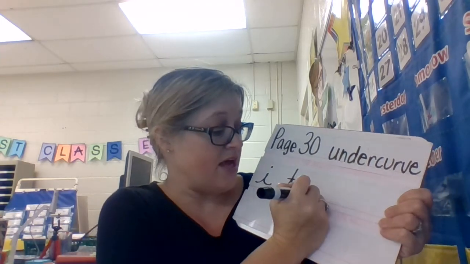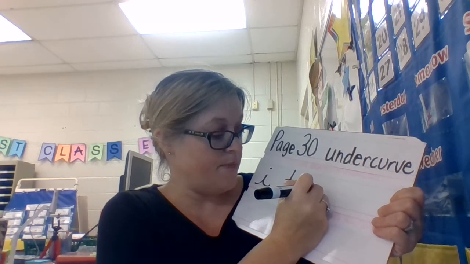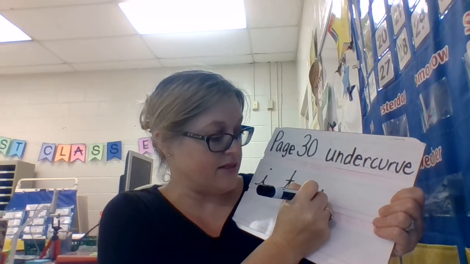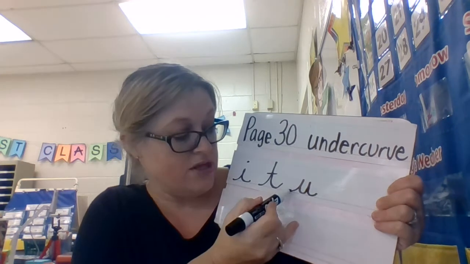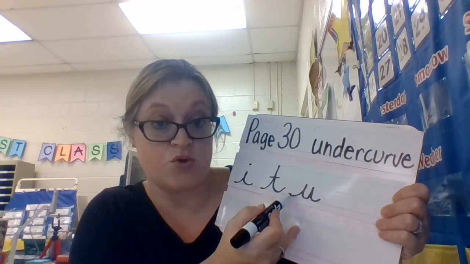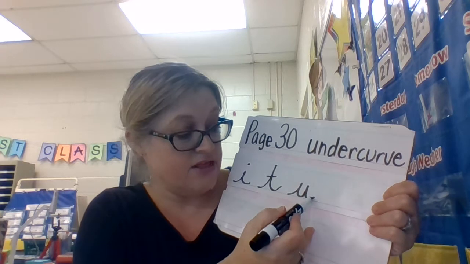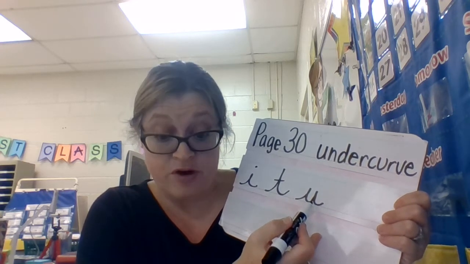Lowercase u, same thing. Starts at the red line. It's going to undercurve up, then you're going to come back down, and there. So you can see here, this is what connects it to the letter that comes before it, and this is what connects it to the letter that comes after it.